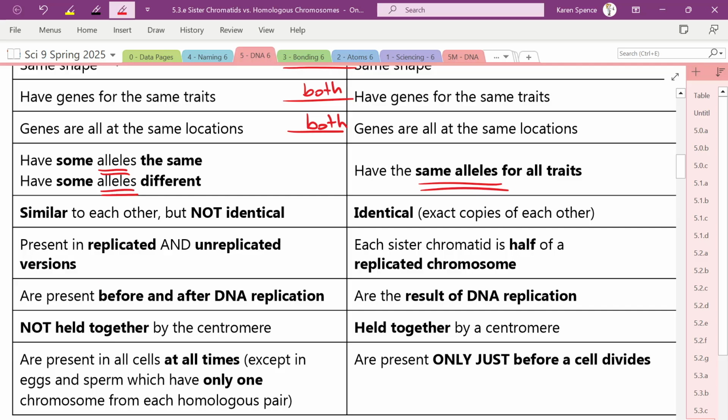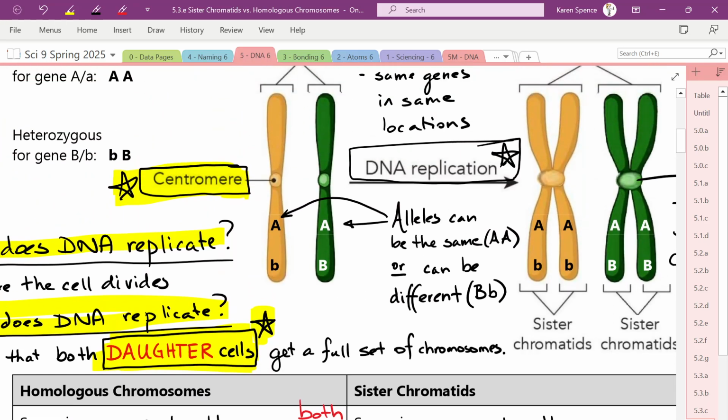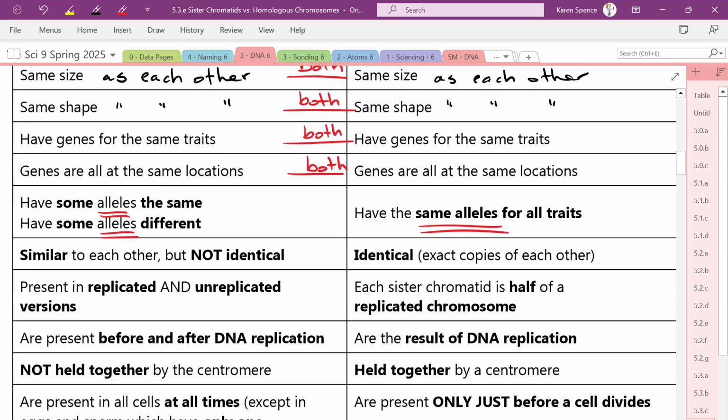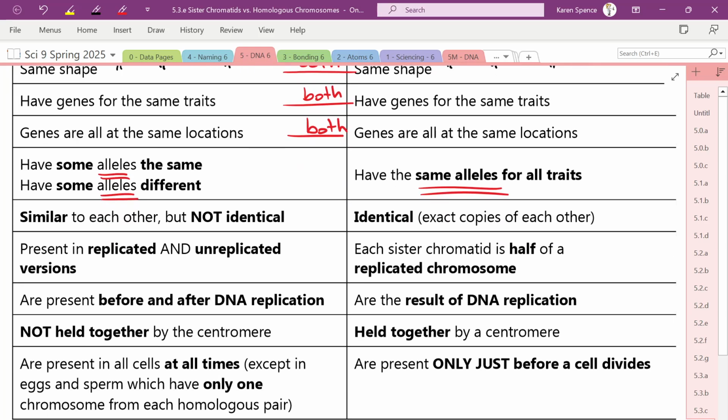Homologous chromosomes, you can either have replicated homologous chromosomes or unreplicated homologous chromosomes. And each sister chromatid is just half of a replicated chromosome, although we will sometimes refer to each of these as a single chromatid. You might also see it not referred to as a single chromatid. It's a little confusing. But don't worry about that. If it's confusing, I won't ask about it.